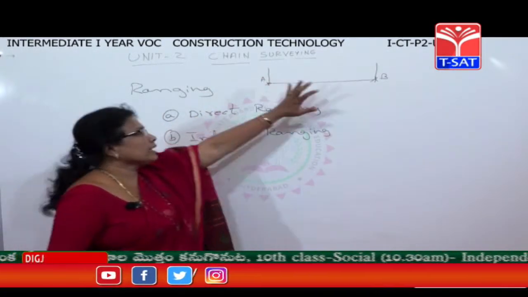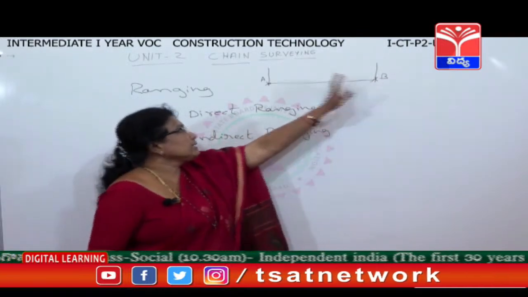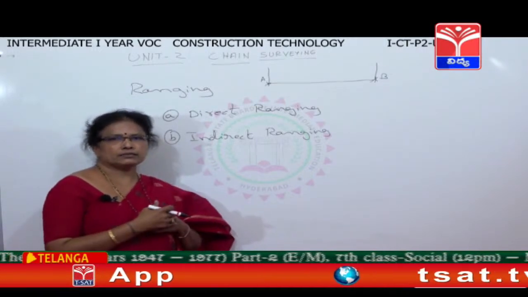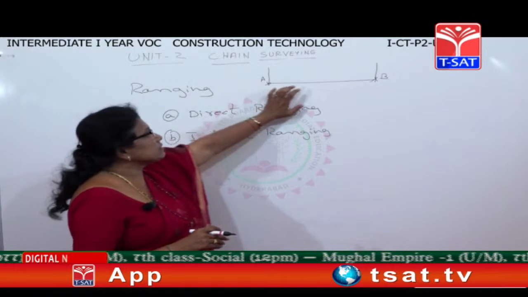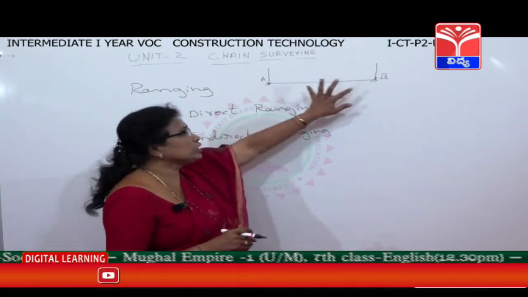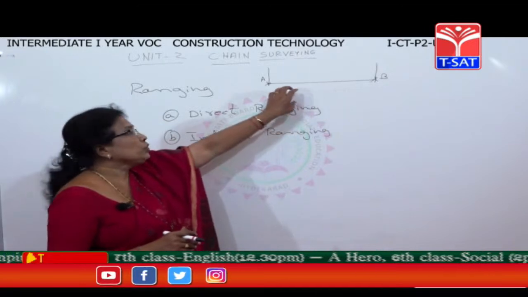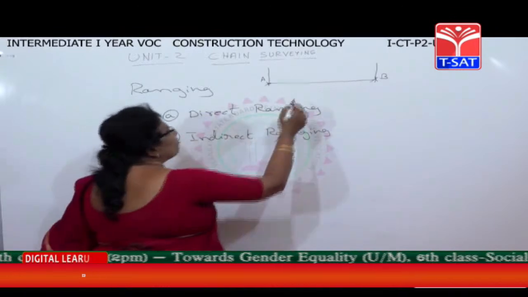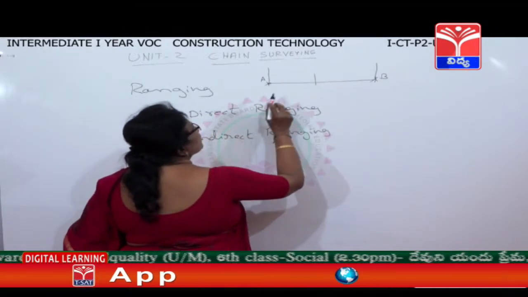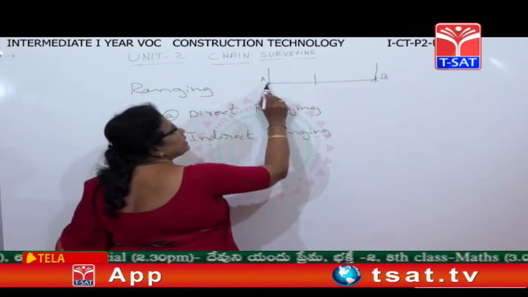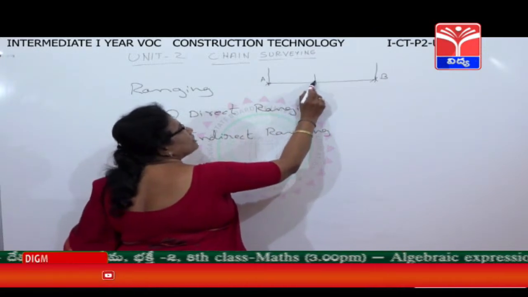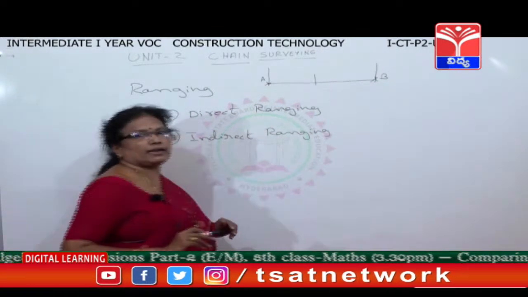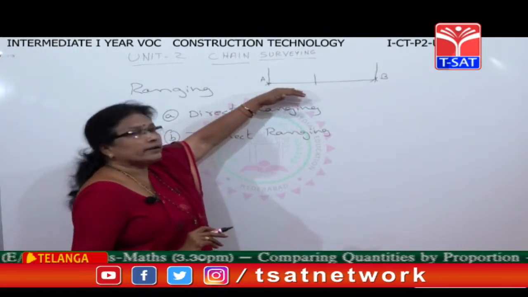If A person can see B and B can see A, then it is easy to bring the line in a straight path. But when it is far, when the distance is more between these 2 points, then you need to take an intermediate point, one more intermediate point, so that you will bring these 2 in a straight line. Then this person from here to here, he will direct this person to come in a straight line. That process is called ranging.